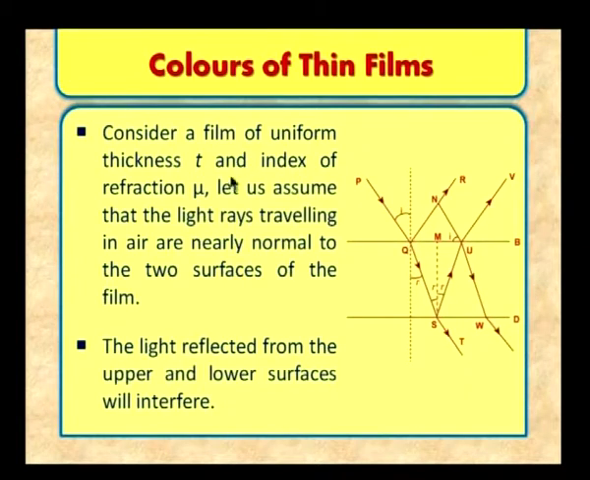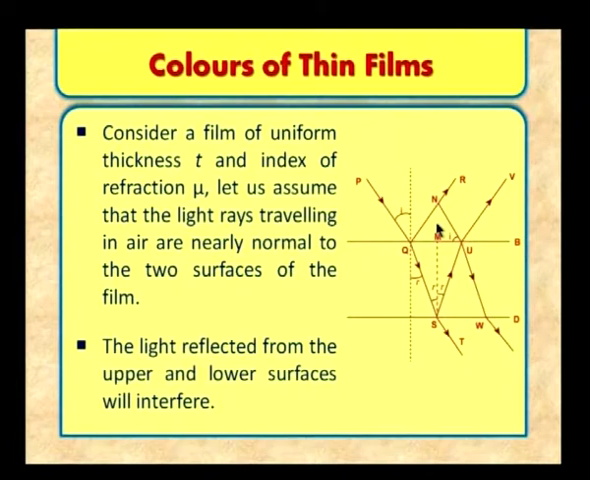So, consider a film of uniform thickness T, with refractive index mu. Let us assume that the light rays travelling in the air are nearly normal to the two surfaces of the film. The light reflected from the upper surface and the light reflected from the lower surface, these two rays, QR and UV, will be interfering.